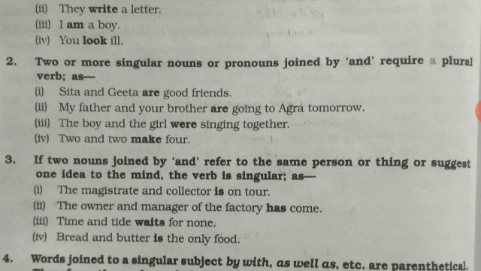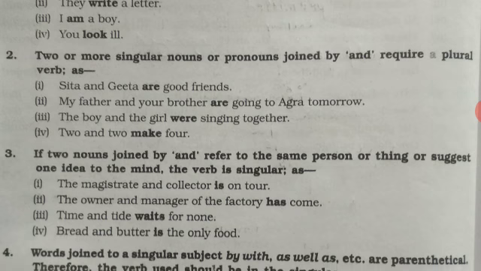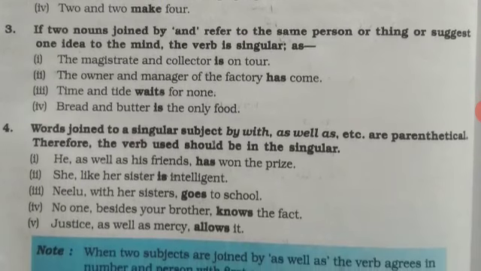Right? The owner and the manager. The same person is an owner and manager both of the factory has come. That's why यहाँ पे has use किया गया है. Right? Time and tide waits for none. टाइम एंड टाइड को दोनों को ऐड कर लिया गया है वन, इसलिए waits for none. Bread and butter, ब्रेड और बटर कंबाइन में किया गया है, इसलिए bread and butter is the only food. Right?